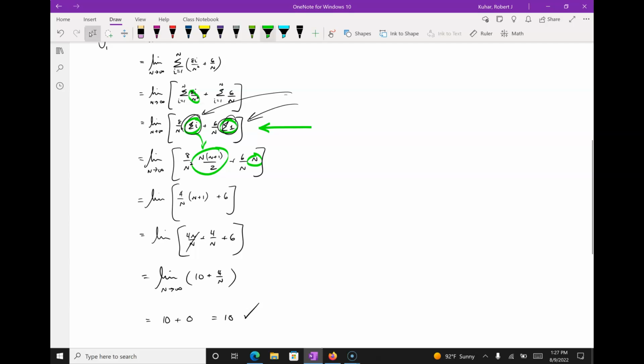What's the limit of 4 over n as n goes to infinity? 4 divided by a godzillion. 0, right?